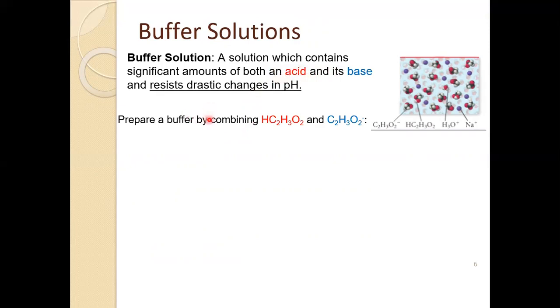So for example, a very common buffer that we use in the laboratory might be a buffer composed of acetic acid and the acetate ion. So this is an acid with that acid's base.